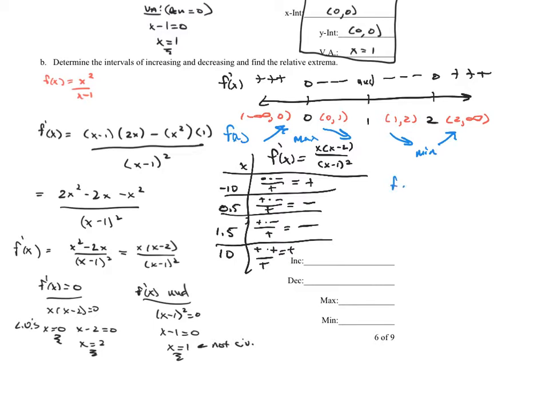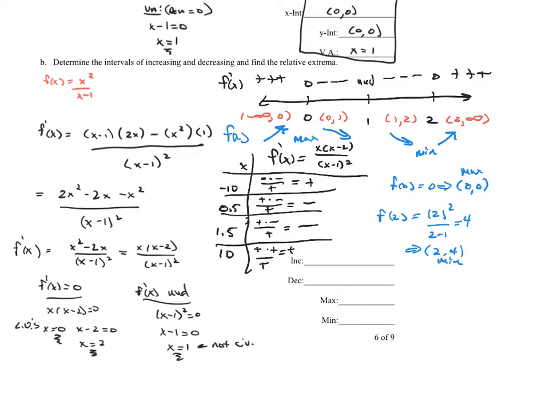So let's do that right now. f of 0 I've already done. That was how I found my y-intercept, so we know that that's 0. So the point 0, 0 is a maximum. Let's plug in 2. We know this is going to be a minimum. So I have 2 squared over 2 minus 1. I'm getting 4. So that tells me the point 2, 4 is a minimum.